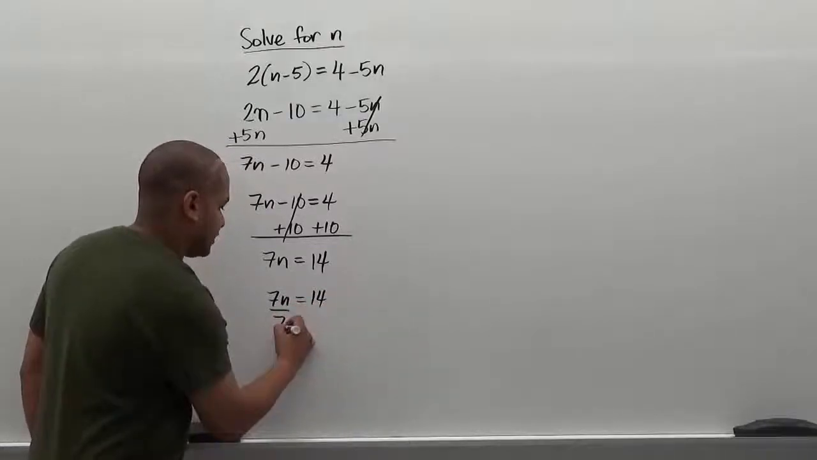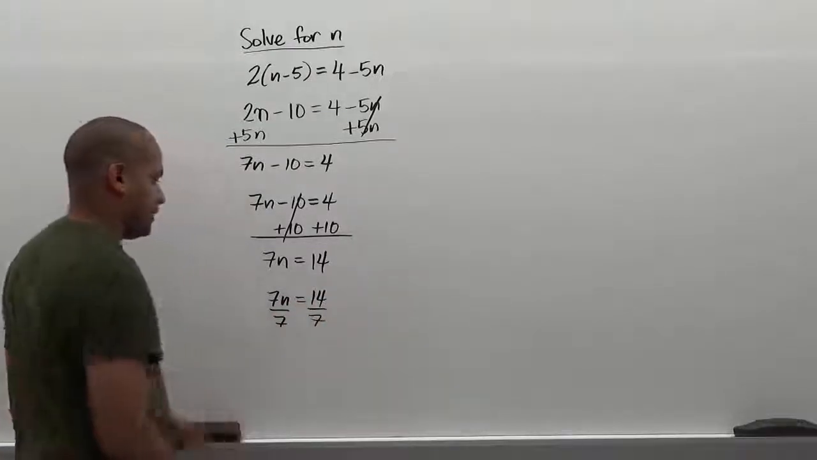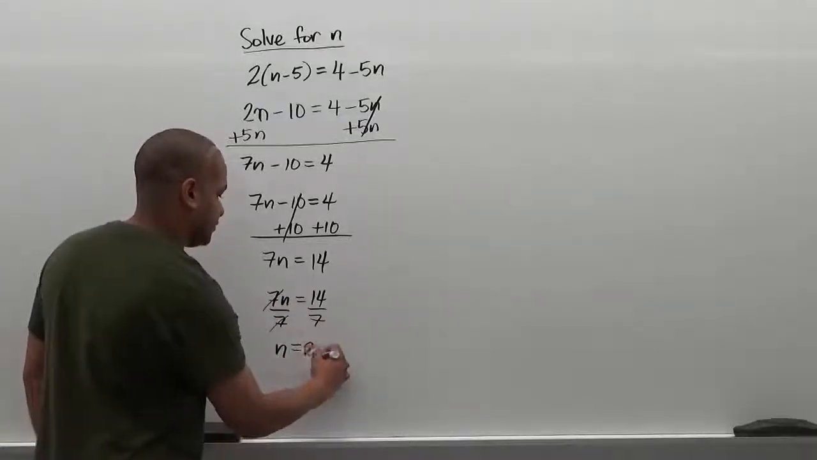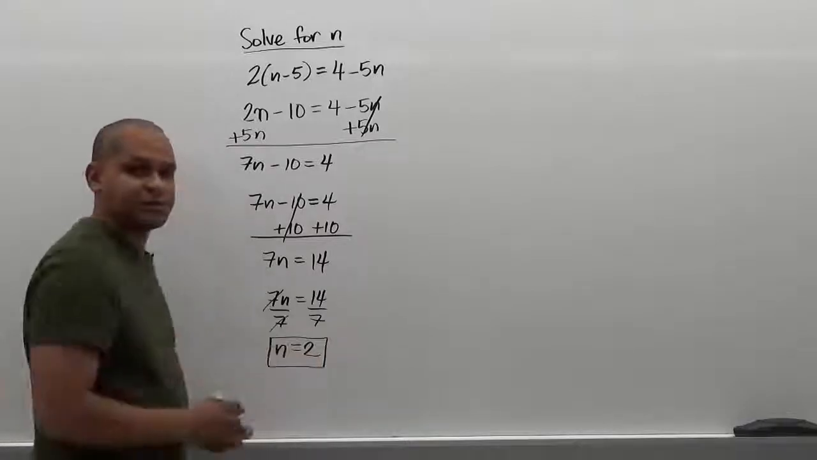So we're dividing by 7 on both sides of the equation, and here the two 7s reduce to 1, and we're just left with n equals 2. There we have our solution for this equation.